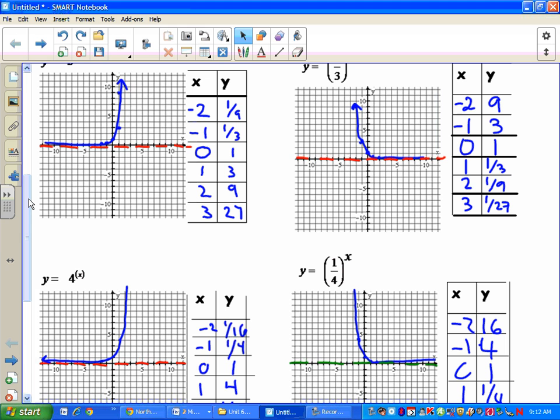Now, before I do that, I need you to find one point that was consistent with every graph. One single point that was consistent on every graph. Do you have it? Don't say it. Everybody got it? What was it? 0, 1 in every graph.